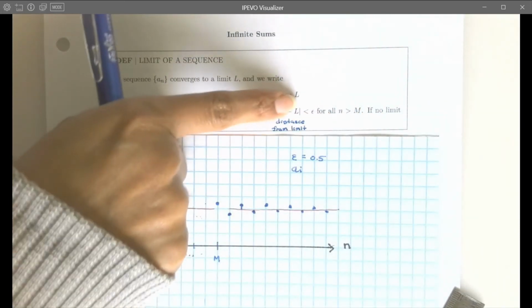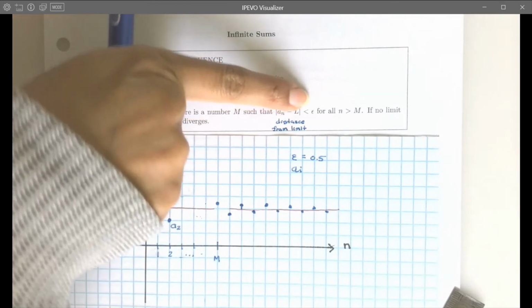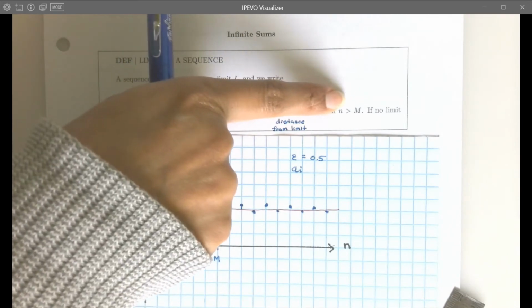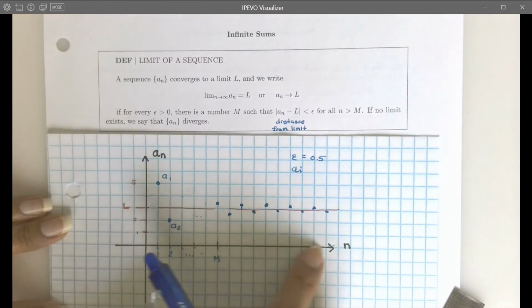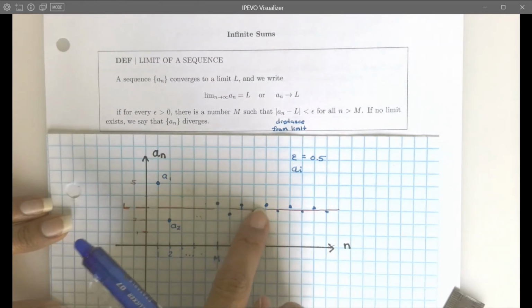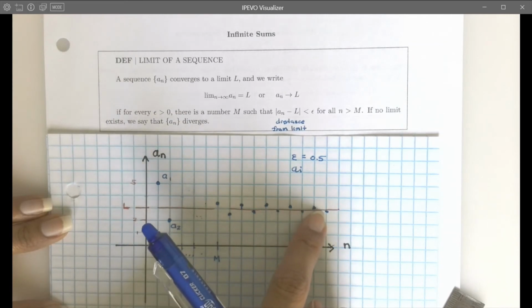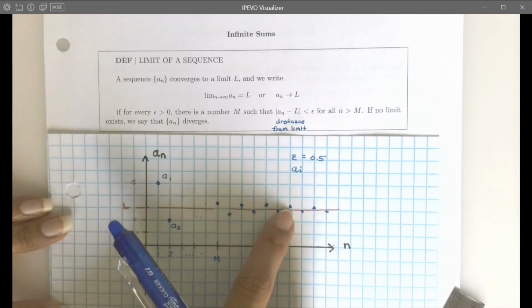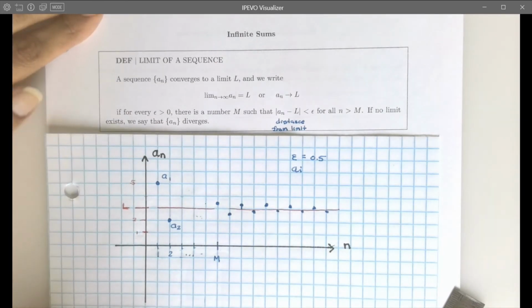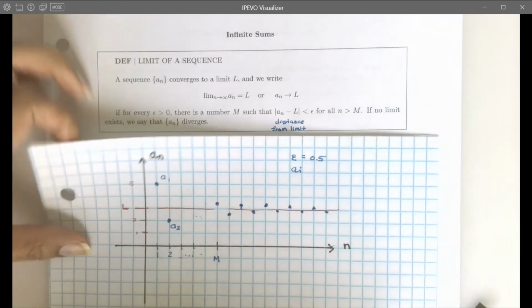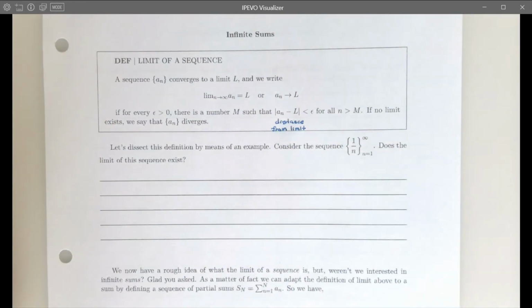Okay, a sub n minus L is the distance from the limit, and it will be less than epsilon for any n greater than m. So if we start at n values greater than m, we see distances that get smaller and smaller between the nth element and the limit. Okay, so that's what that is saying. And we'll illustrate it even further with this example.